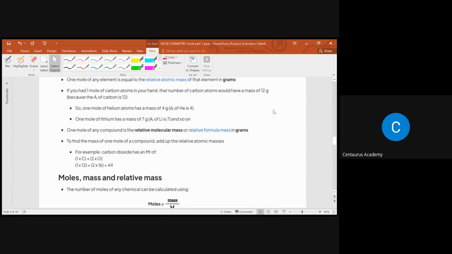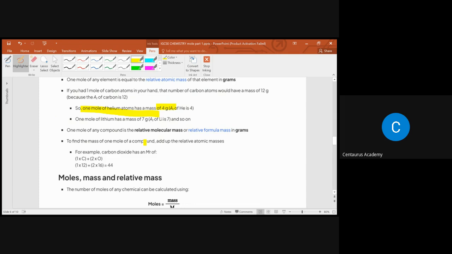Okay, moving further. We've discussed that a mole of any element is equal to the relative atomic mass of that element in grams. For instance, the relative atomic mass of helium is 4, so you simply add grams to make it 4 grams, which is the molar mass of helium atoms. 1 mole of lithium has a mass of 7 grams, since the relative atomic mass of lithium is 7. For 1 mole of any compound, it will be equivalent to its relative molecular mass or formula mass. If it's an ionic compound, it will be the relative formula mass; if it's a covalent compound, it's the relative molecular mass in grams.